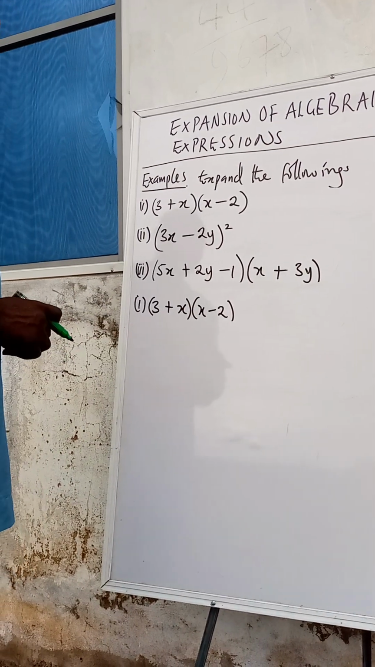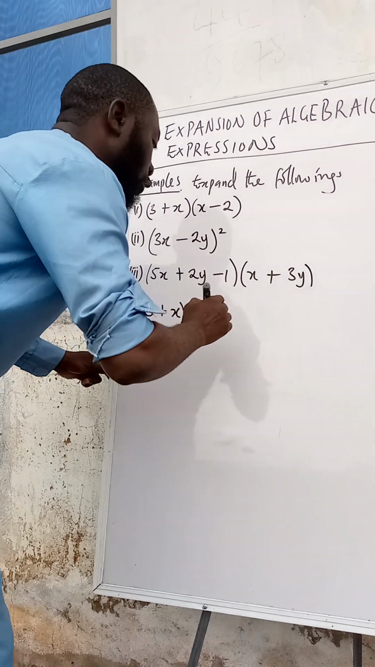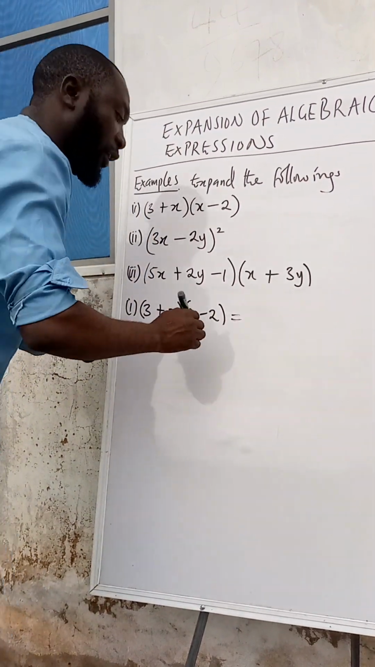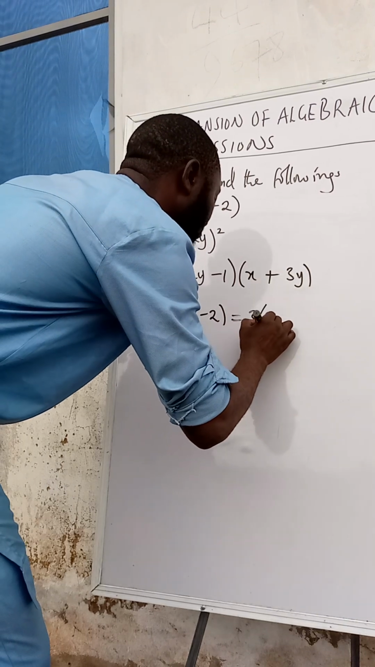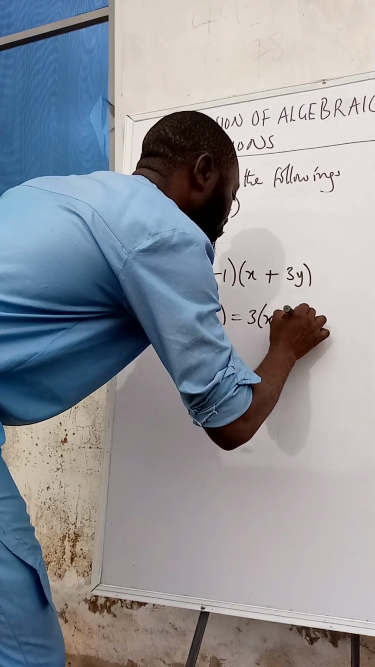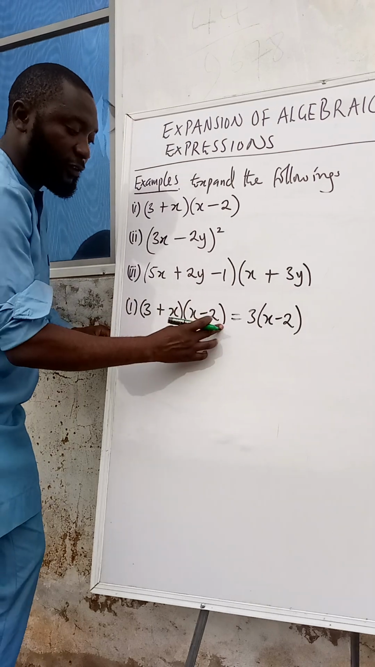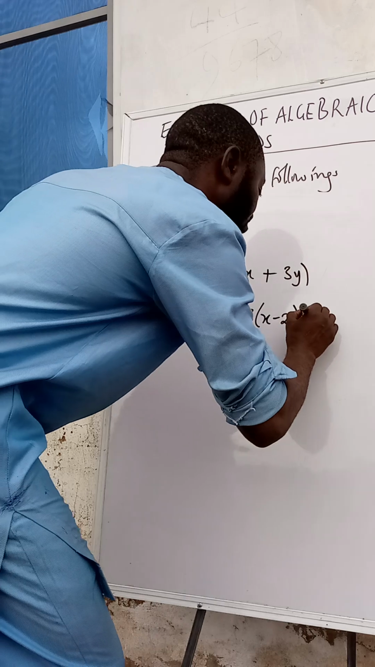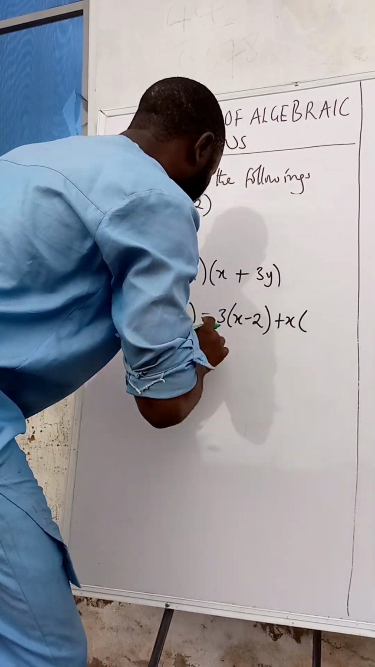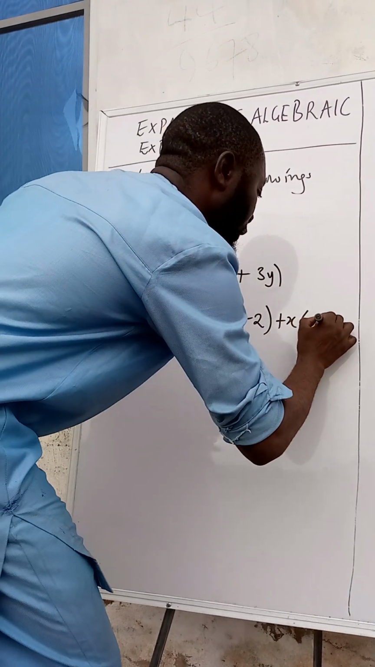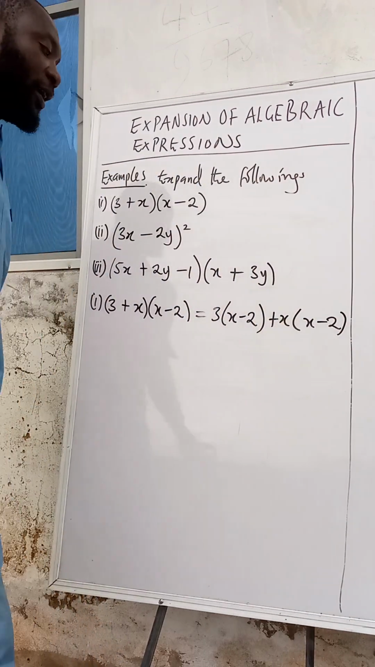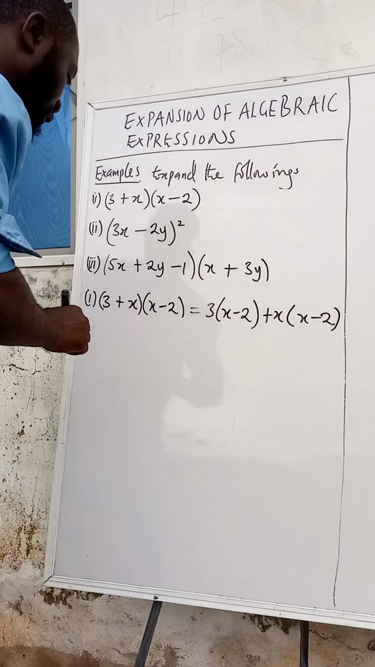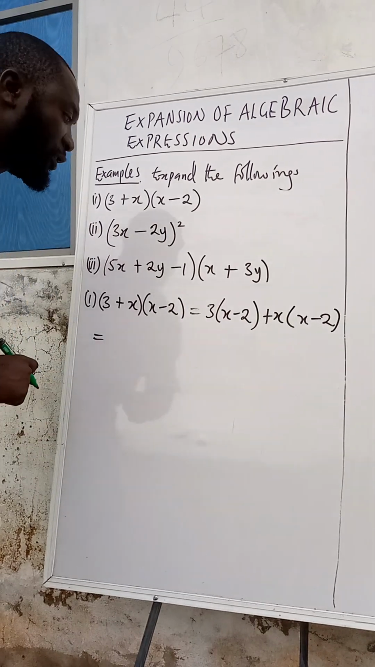Okay, for better understanding, this is what I'm saying. Your expansion will be, you are using this 3 to multiply everything. So you write 3 open bracket x minus 2. Now you take this again together with the sign, so that is plus x multiplied by x minus 2. Then we expand as usual, as we did in the previous examples.